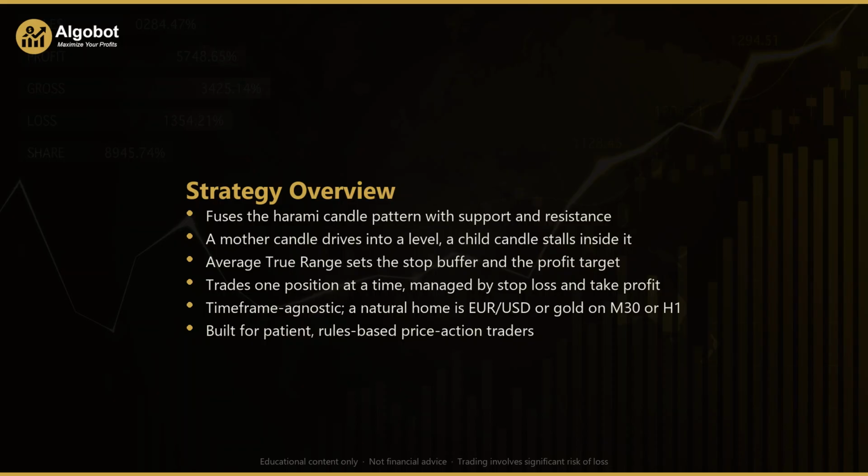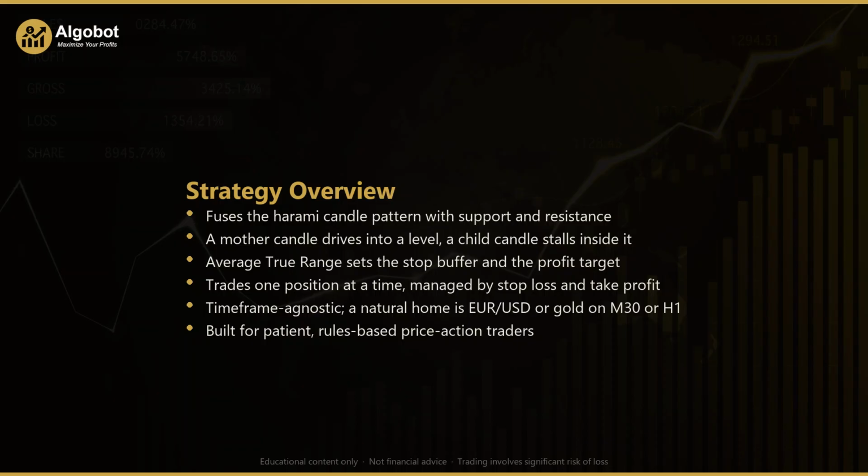At its heart, Harami Boundary Reversal is a price action reversal strategy. It doesn't rely on a traditional oscillator or a moving average crossover. Instead, it reads the raw geometry of the candles themselves and combines that with a simple, objective map of recent support and resistance. The core pattern it looks for is the Harami, a two-candle formation where a large candle, called the mother, is followed by a small candle, called the child, whose body fits entirely within the mother's body.